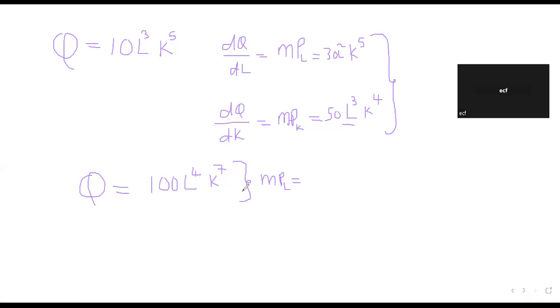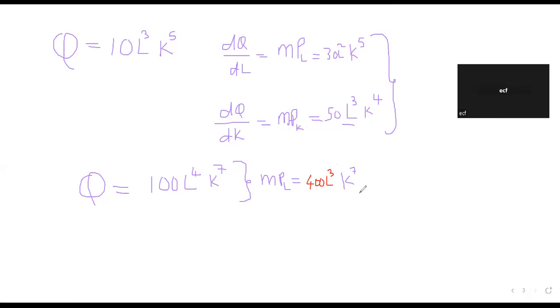So how do you find the marginal product of labor? Which will be, is it 400 L? So our dummy will be K7. So we're going to differentiate what? 100 L4. What does it become? 400 what? 400 L to the power 3. Excellent.